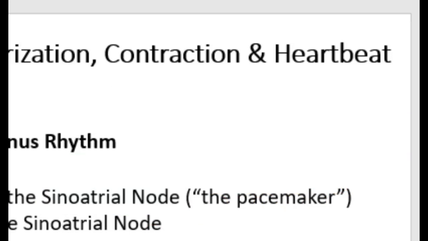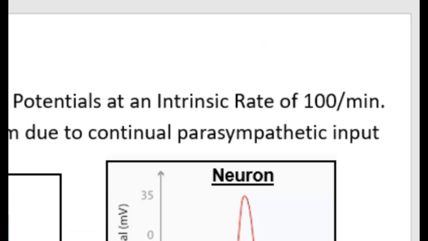Okay, let's look at how the SA node establishes its normal sinus rhythm of the heart beating between 70 and 80 beats per minute, or 75 and 80 beats per minute. We need to look at the features of that SA node and figure out how it can actually spontaneously depolarize, just without the nervous system telling it to do so.